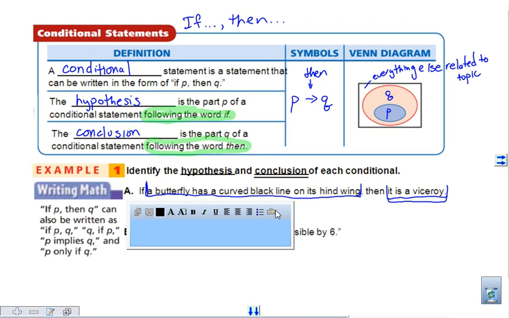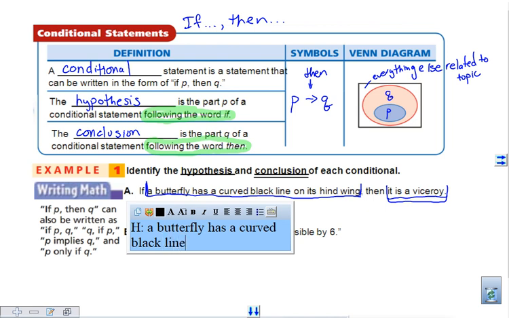So if you are typing this, you need to either type an H and a colon for hypothesis, or type out the word hypothesis and then put a colon, and then say butterfly has a curved black line on its hind wing. And then you need a C and a colon, or to write out the whole word conclusion and a colon, and say it is a viceroy.